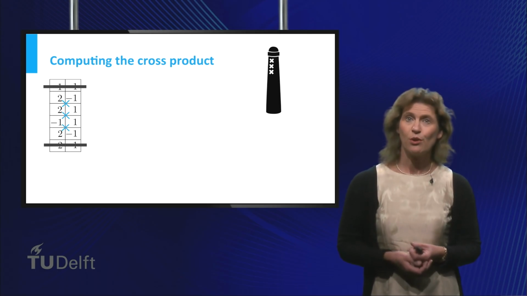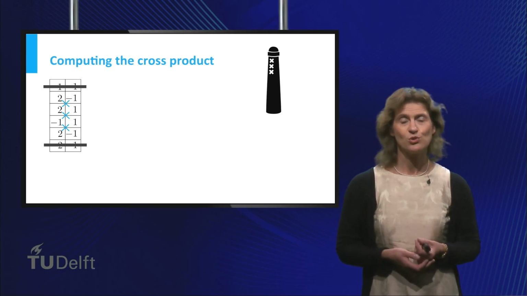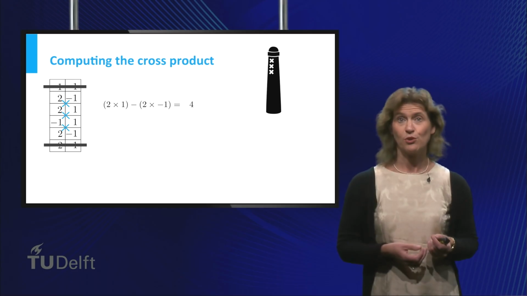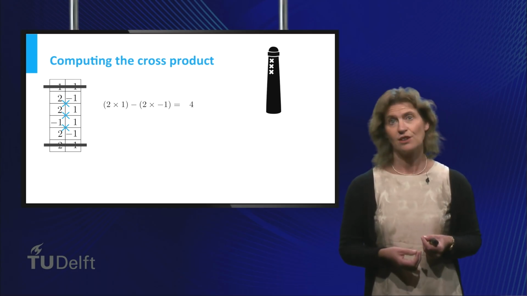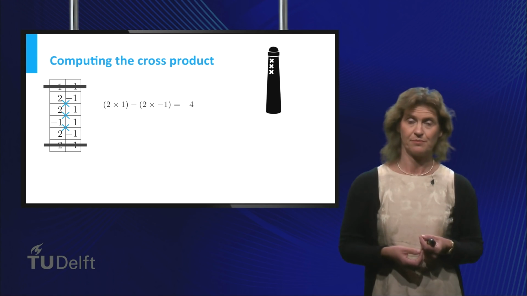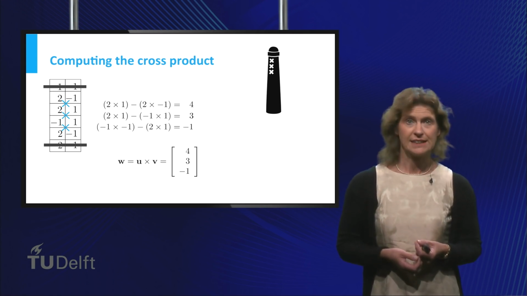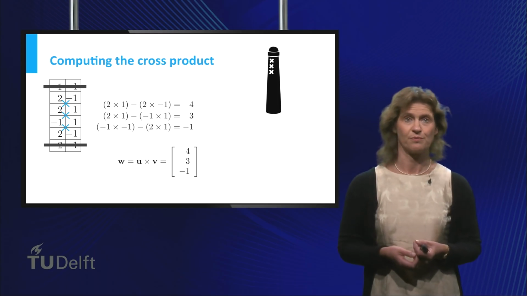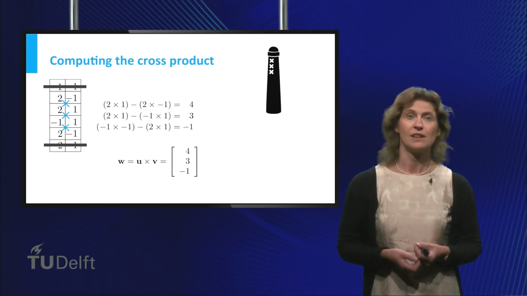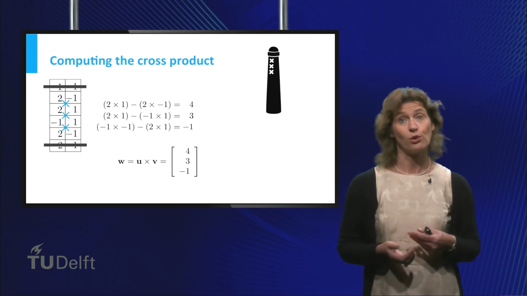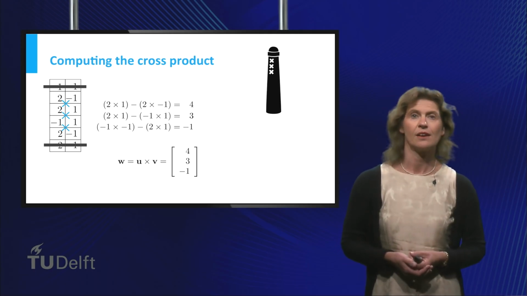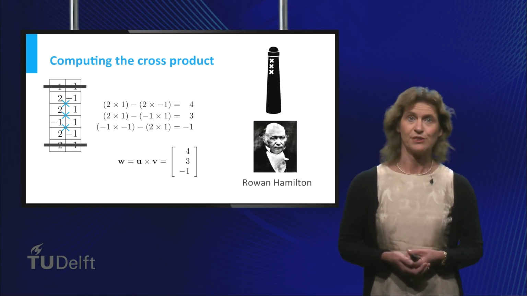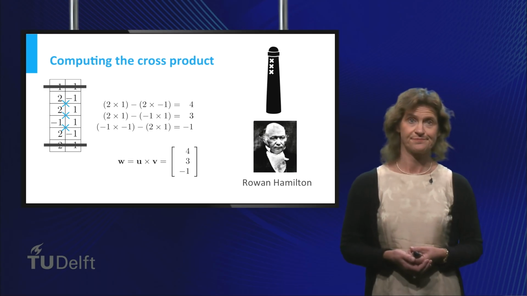Now compute the 3 components of the new vector w using the crosses in the table. Each cross means upper left multiplied with lower right minus lower left multiplied with upper right. If you practice this in the exercises, you will find out that this Amsterdam method gives a fast way to find the vector w. A quick check will reassure you that the vector w is indeed perpendicular to both u and v. The cross product was introduced by the famous British mathematician Rowan Hamilton in the early 19th century.